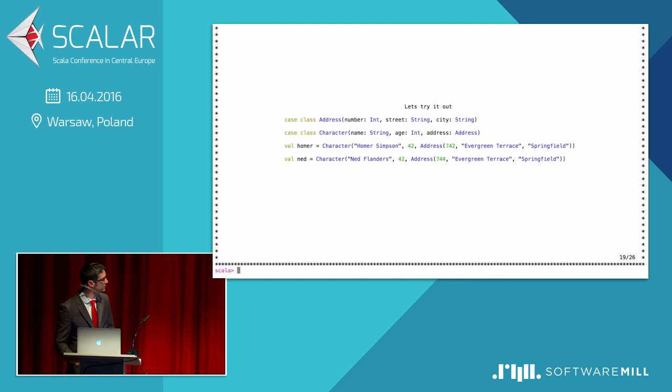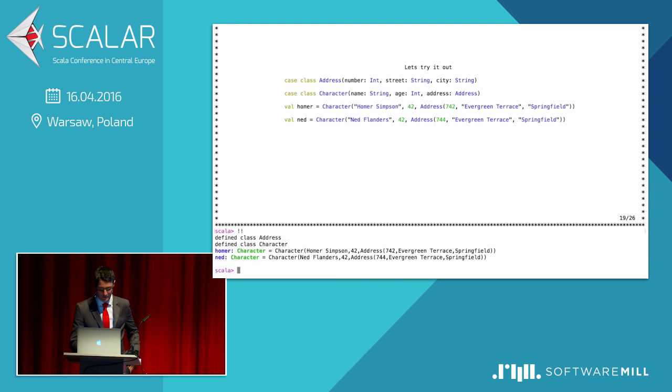So let's try that. I define 2 classes, address and character. There is an address in the character. And 2 instances of character. And I want to compare those. So if everything works, I can do something like that.